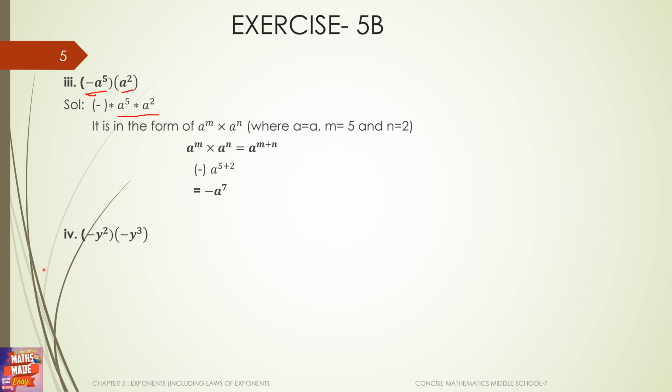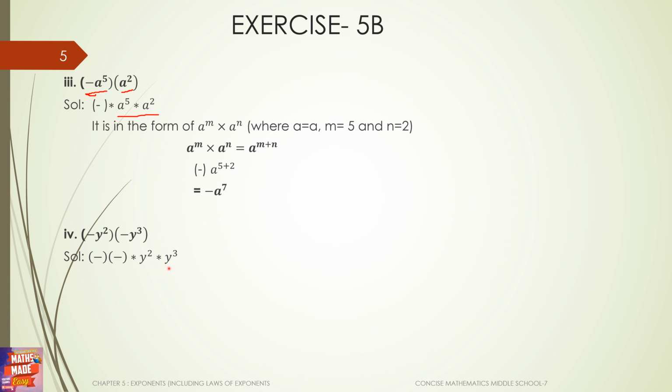Here is our fourth question. Minus y square into minus y to the power of 3. Here, in the question, they have taken the positive index, right? So that's why I'm taking this minus aside from these two numbers, right? Because in the question they have set the positive index. I am taking out this minus aside and just placing it as y to the power of 2 into y to the power of 3.